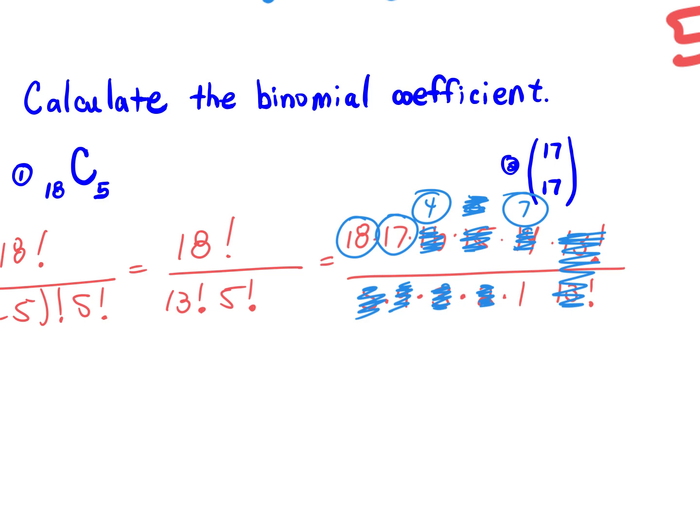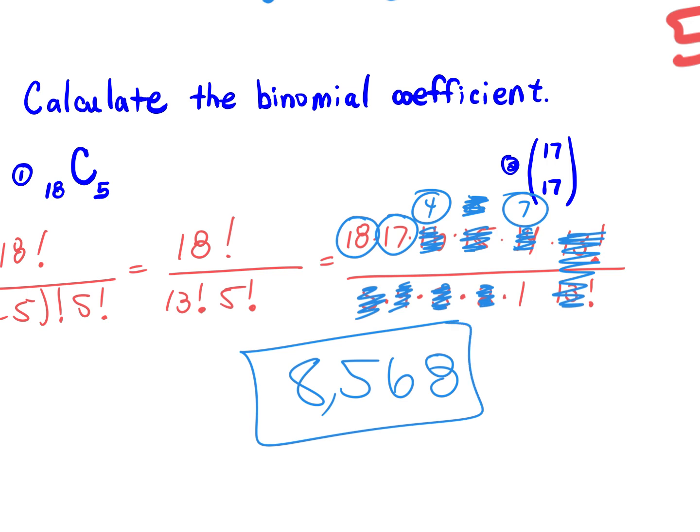I suggest, once you simplify, you circle what you have left over. Why is that a good idea? So you don't miss anything. So what's 18 times 17 times 4 times 7? What is it? 8,568. Okay, that's it. That's you showing me your work.